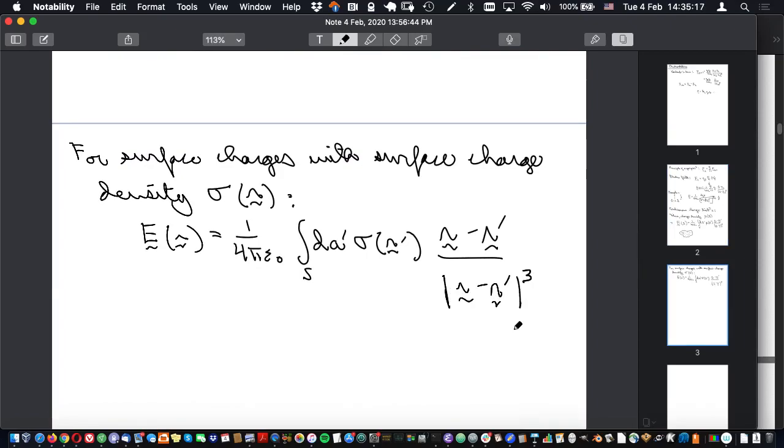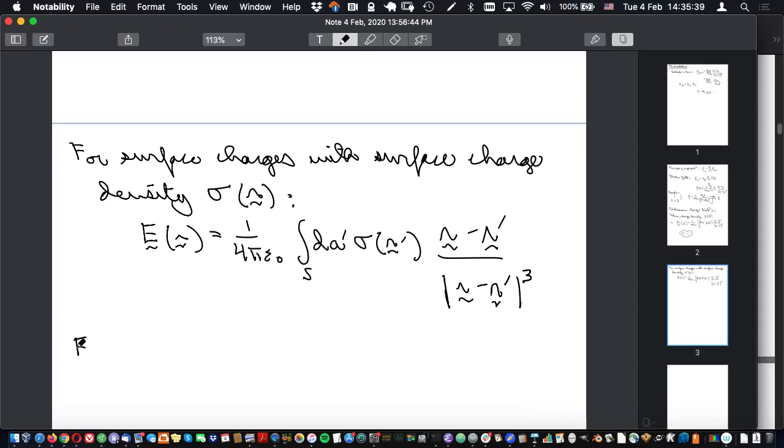Okay? Am I right that you've already worked with these expressions? That you've computed fields for disks and things like that, so you know what this is, right? So now dA prime, if I'm coordinating my surface by x and y coordinates, or x prime and y prime coordinates, dA prime is just dx prime, dy prime, right? Whatever coordinates you want, okay?